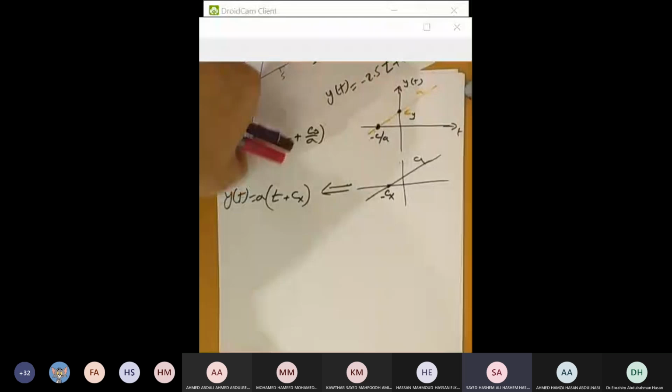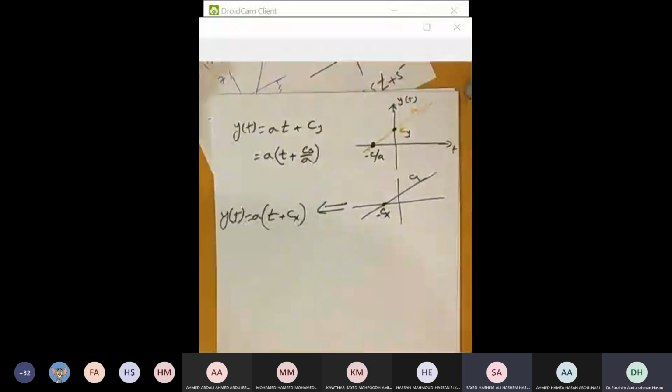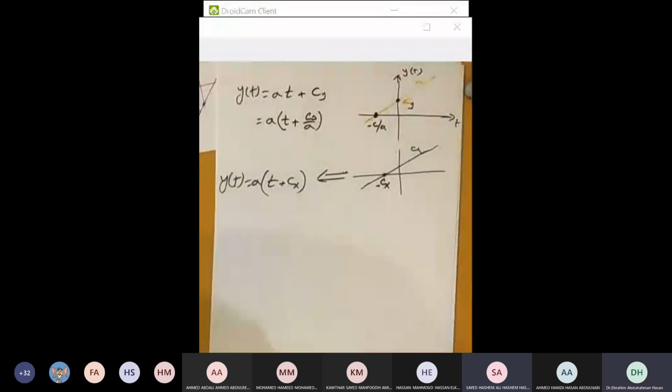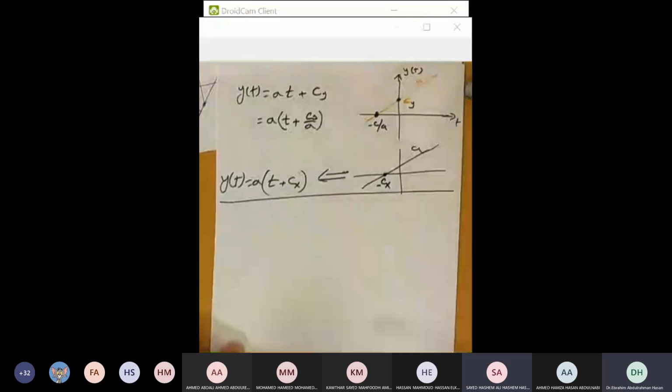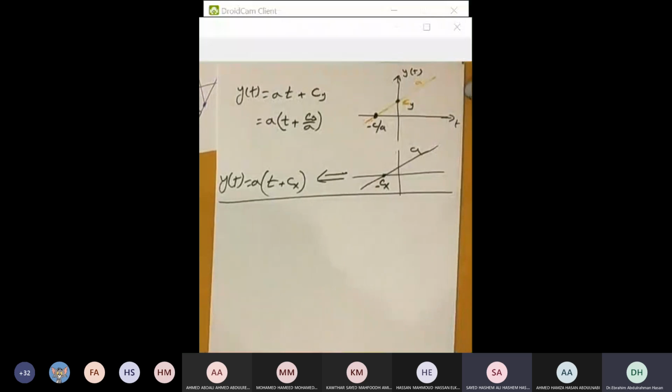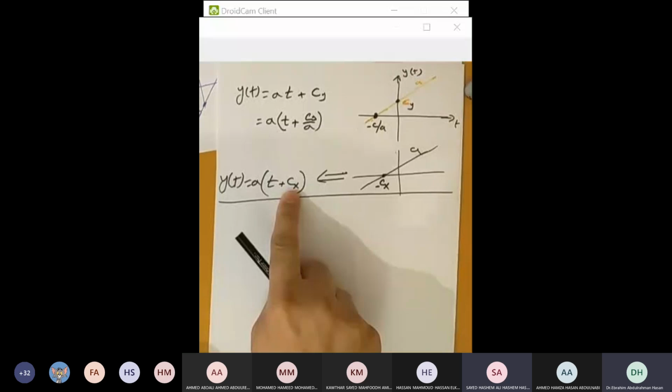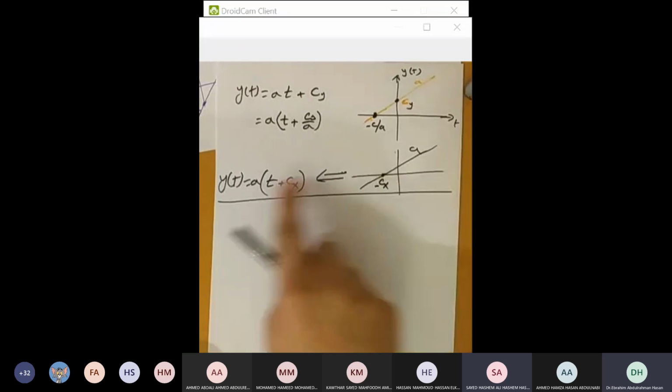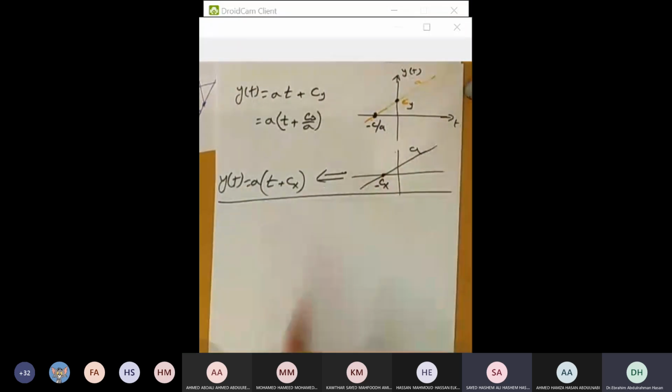Clear? So there are 3 methods to write the equation. Of course the plot is the same thing. So if we know what the x-intercept is, start from here with a slope equal to a, and directly you draw the straight line.